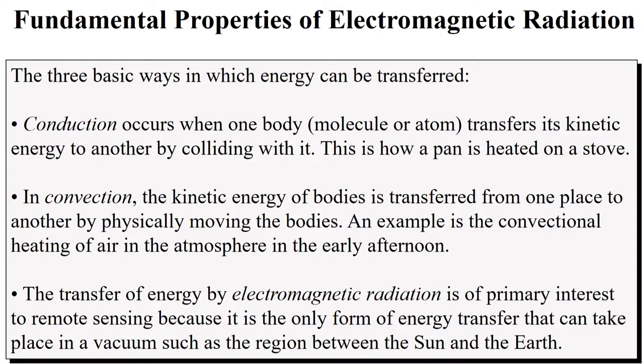The transfer of energy by electromagnetic radiation is of primary interest to remote sensing because it is the only form of energy transfer that can take place in a vacuum, such as the region between the sun and the earth. Because here, when we are talking about thermal remote sensing, when the energy is transmitted from the sun to the earth surface, there is a vacuum, there is no medium. So here the properties of radiation, or the way of radiation, is used to explain the concept of propagation or transfer of energy from one place to another place.